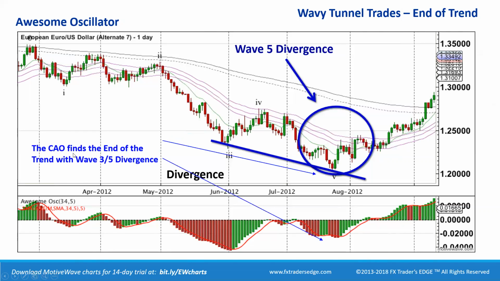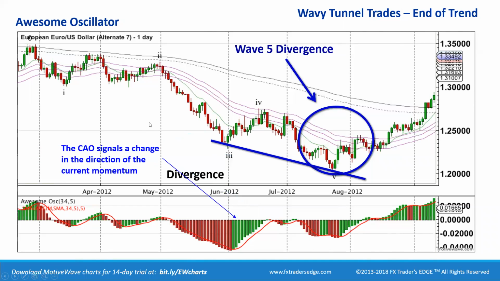The Awesome also finds the end of the trend with the wave 3-5 divergence. We discussed that. And it also signals a change in the direction of the current momentum. We just discussed that. That means when we go from red histogram bars to green histogram bars. So that's the Awesome Oscillator. Nice review.